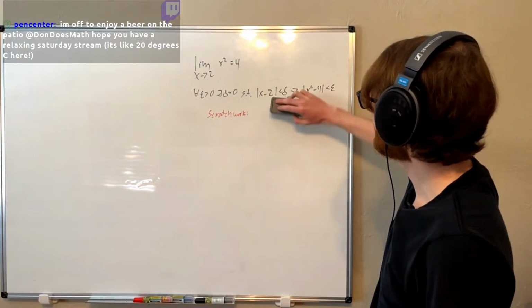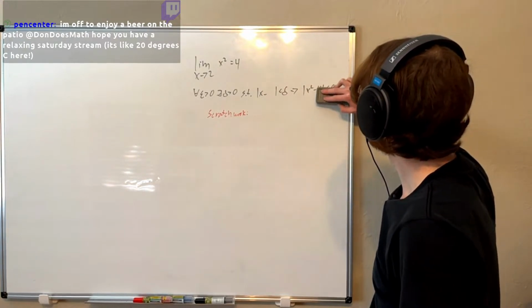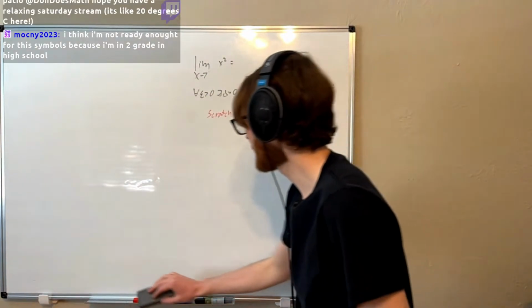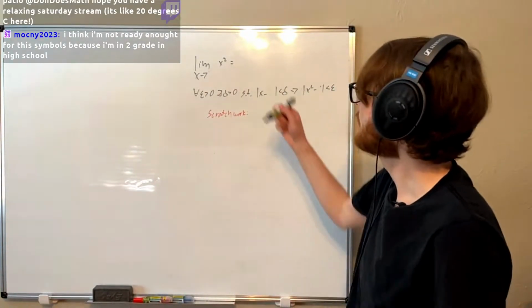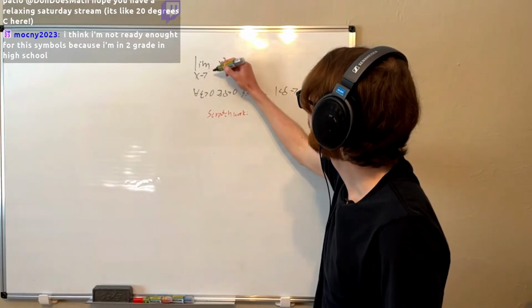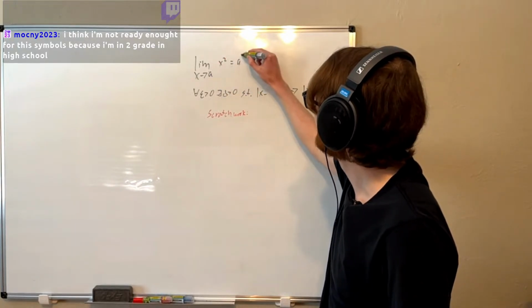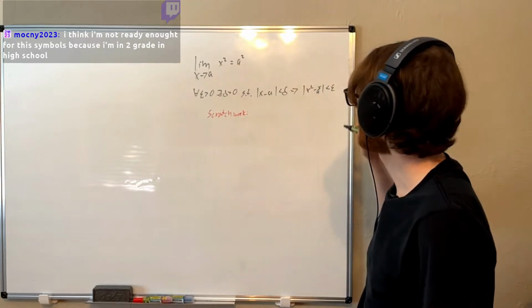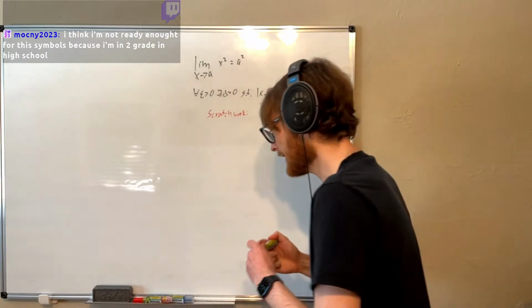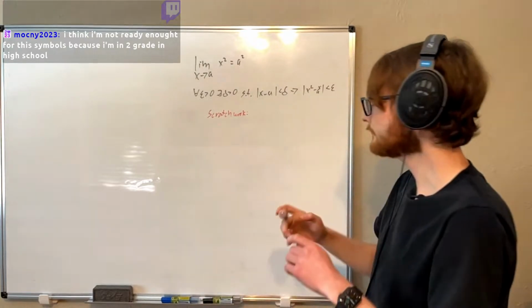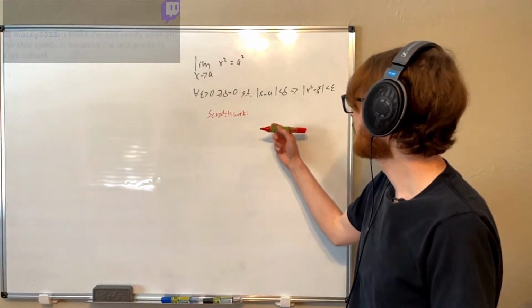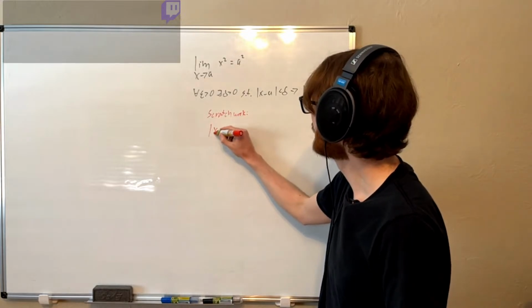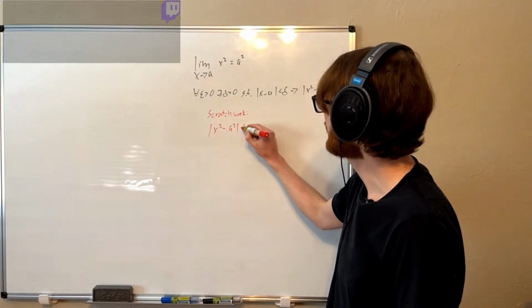All right, so we're gonna try and generalize our proof here. We want the limit as x approaches a of x squared to be a squared. So if absolute value of x minus a is less than delta, then absolute value of x squared minus a squared is less than epsilon. Now when we do our scratch work, we want x squared minus a squared to be less than epsilon.